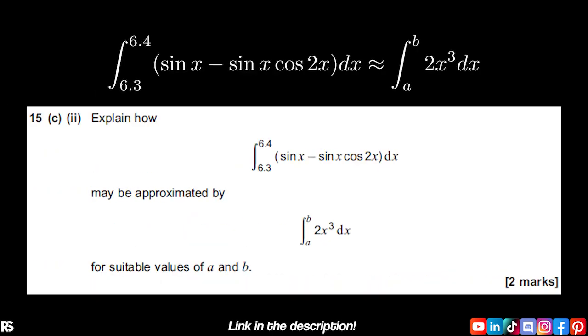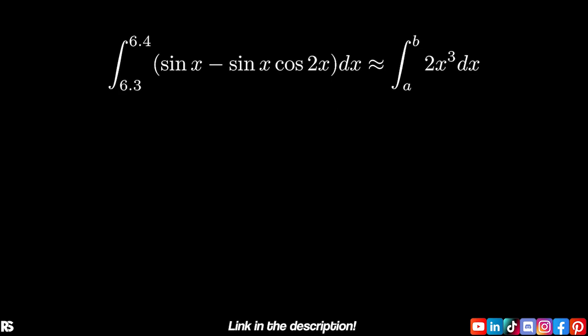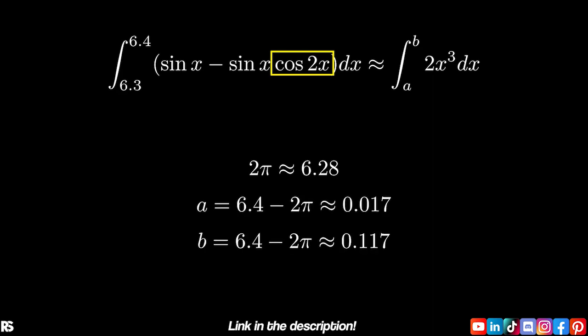C part 2 then asks for us to choose suitable values of a and b such that we can use the approximation from part A. First, we note the sine function in our integral repeats every 2 pi, and the cos 2x repeats every pi. This means we can subtract 2 pi from both limits and the integral will still have the same value. This allows us to now use the approximation as the new limits are close to 0.